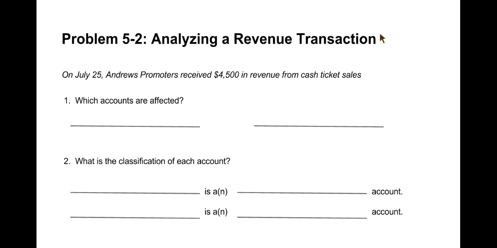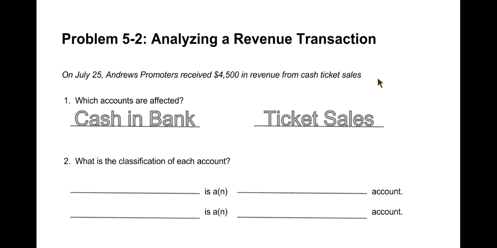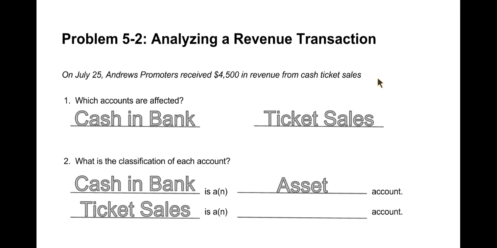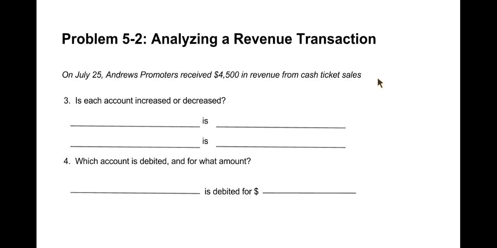So which two accounts are affected? We know we received money. Okay, if we receive money, we know that's cash and bank. And why did we receive money? It's from revenue from our cash ticket sales. So ticket sales is going to be our second account. So what's the classification? Cash and bank, we know for a long time, is an asset. Ticket sales is a revenue account. It's as simple as that. Nothing changes. We're just adding a couple new types of accounts.